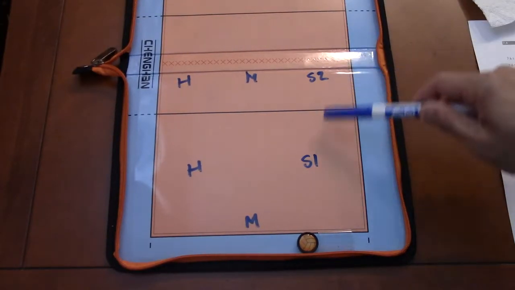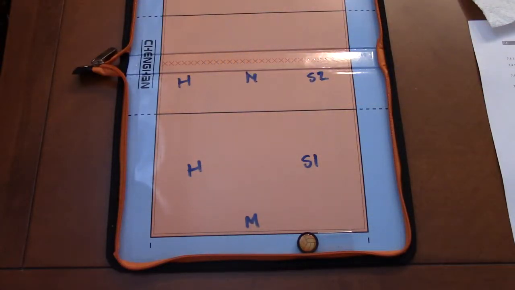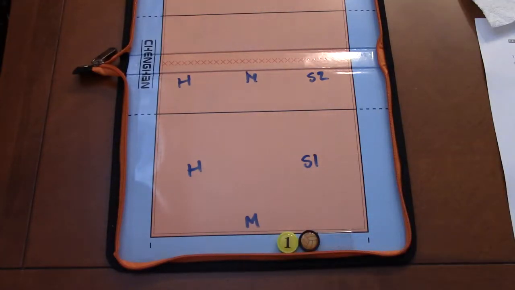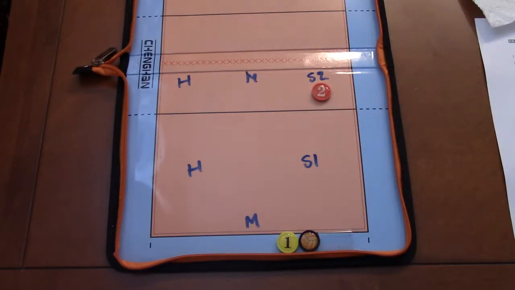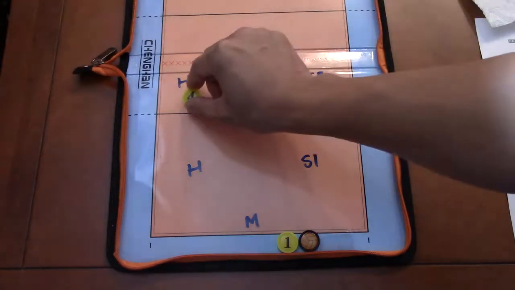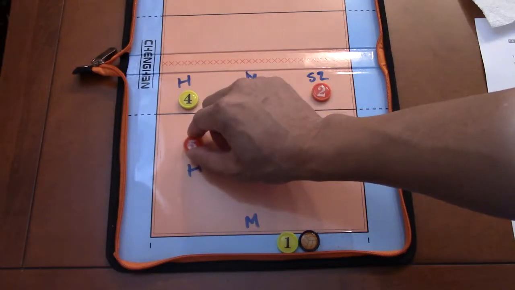One way to think about it is that our setters are on the right side, our middles are in the middle, and our hitters are on the left side. So how does this integrate into what we just learned about positioning? So let's start off with our player 1 serving, and let's put our players down onto the court where they should be. So notice that I've changed the color of our setters because they're probably the most important players.